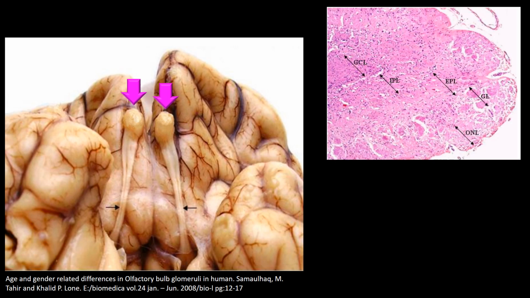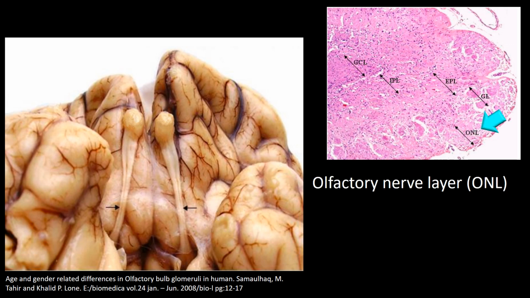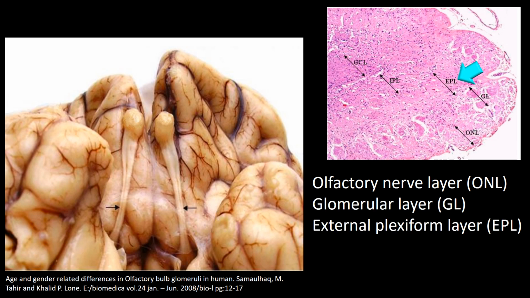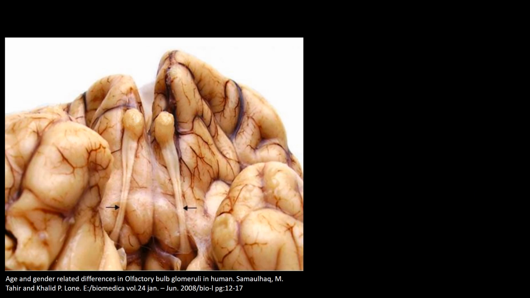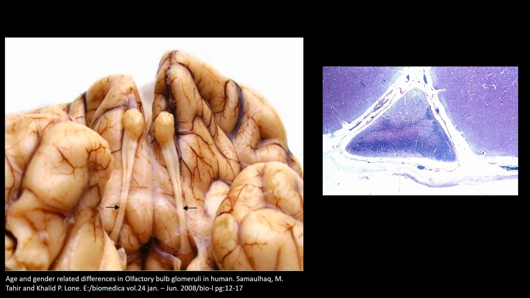This is an H&E stained histological specimen of the bulb. In it, you can see the olfactory nerve layer, the glomerular layer, the external plexiform layer, the internal plexiform layer, and the granular layer. The thin black arrows indicate the olfactory tracts. I have now introduced a transverse cut of the olfactory tract from another specimen. In it, you can see a triangular structure representing the olfactory tract itself and adjacent cerebral cortex.